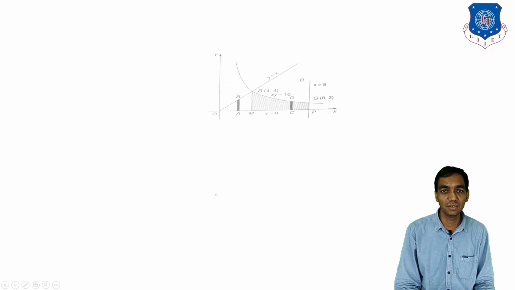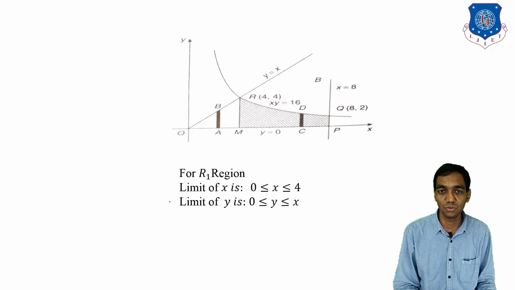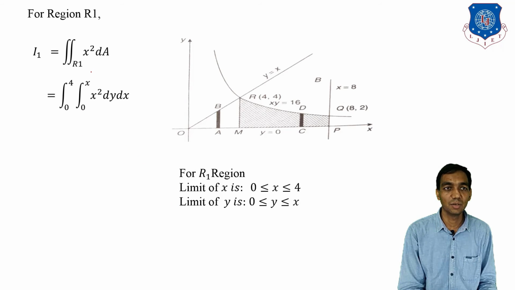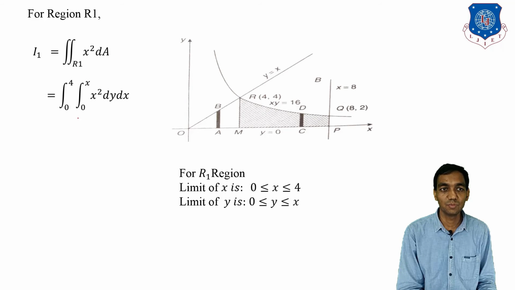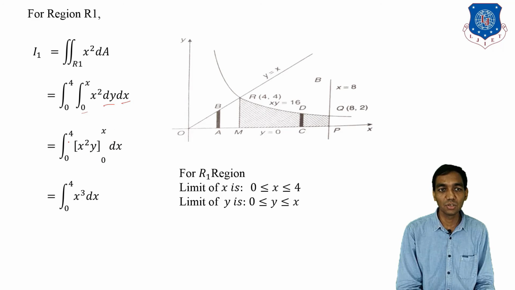So now first for region 1, region 1 has a limit from 0 to 4 and 0 to x. So if we are going to integrate, then the integration is the double integral over region R1 of x square dA. Then it is from 0 to 4, 0 to x, x square dy dx, because you have put the limit of y first. So first you have to integrate with respect to y, and then you integrate with respect to x. So that will give the integration from 0 to 4; integration with respect to y will be x square into y, and the limit is from 0 to x.